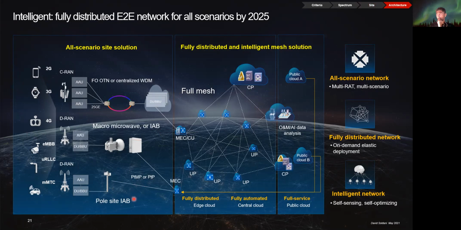So here you have examples of a possible deployment. It is a system that has to support all possible scenarios, multi-radio access technology. It is a fully distributed network, and supports on-demand elastic deployment, and in particular, it is an intelligent network with the capability of sensing and integrating sensing with communication services, and self-optimizing by placing the different functions across the different data centers where those particular network functions could be installed and embedded.